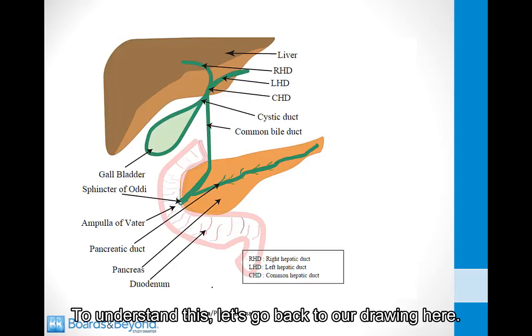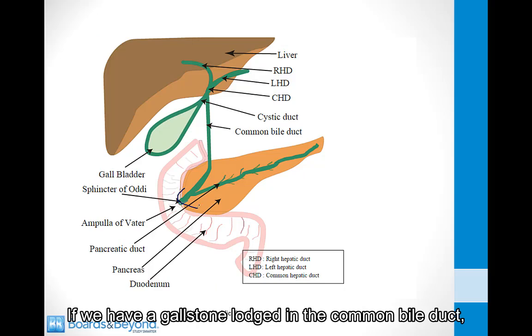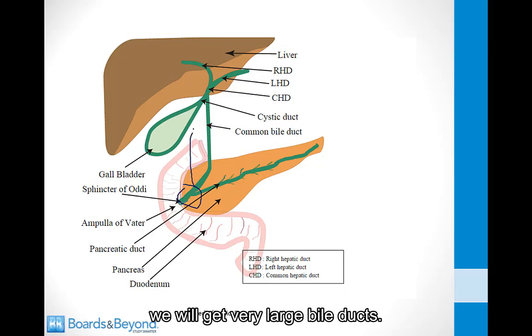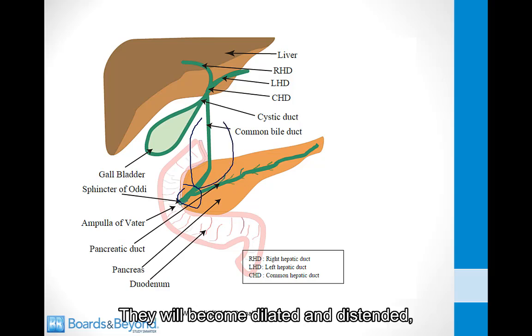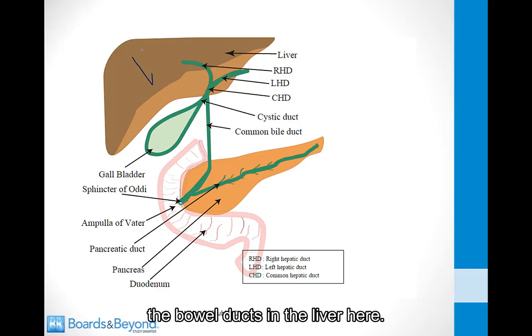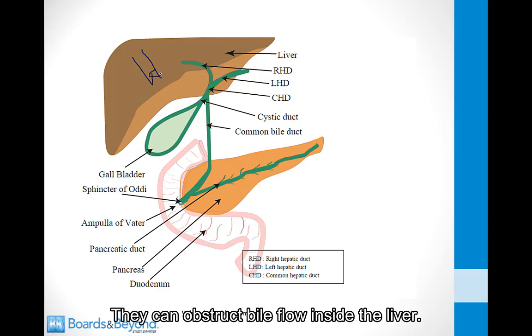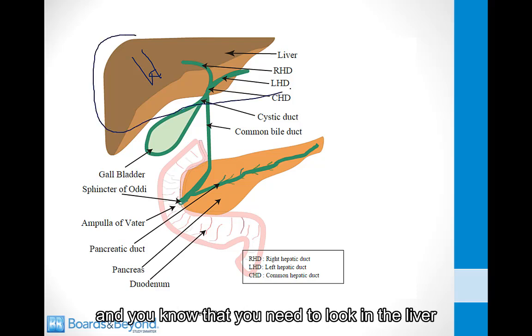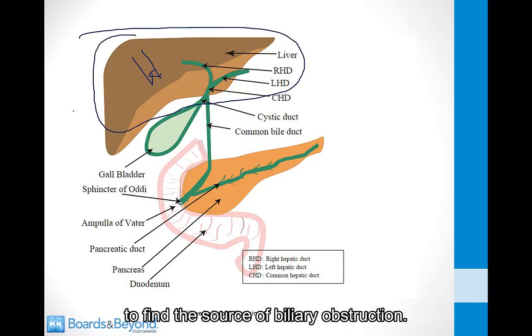To understand this, let's go back to our drawing here. If we have a gallstone lodged in the common bile duct, we will get very large bile ducts. They will become dilated and distended. You can see this on imaging. On the other hand, there are intrahepatic causes of bile flow obstruction. There are processes that primarily affect the bile ducts in the liver here. They can obstruct bile flow inside the liver. If one of those processes is occurring, then the bile ducts will be normal, and you know that you need to look in the liver to find the source of biliary obstruction.